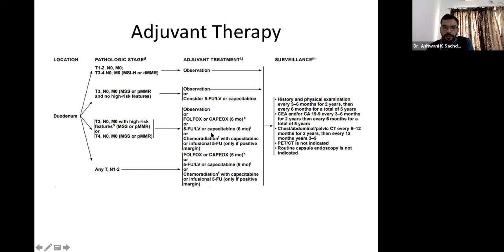So these are just recommendations, and there are no trials to suggest it as category 1. They can be observed or given single agent therapy, or can be given combined agent therapy like FOLFOX. Surveillance after adjuvant treatment is every 3 to 6 months for 2 years, then every 6 months for 5 years.